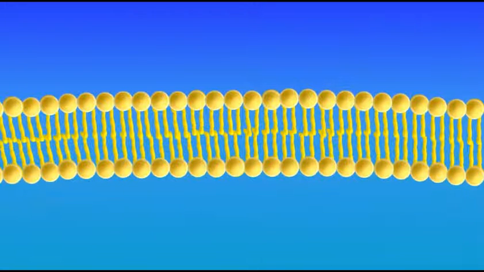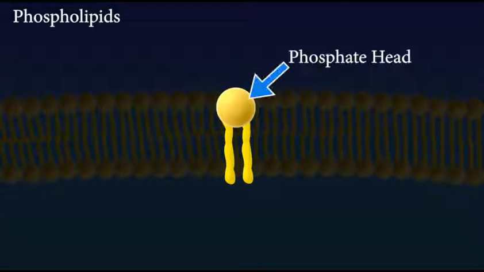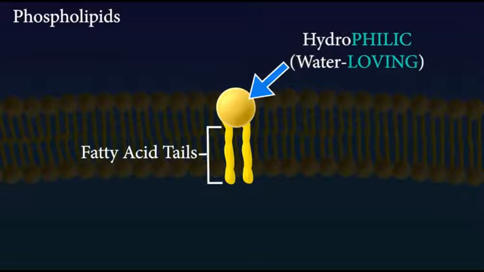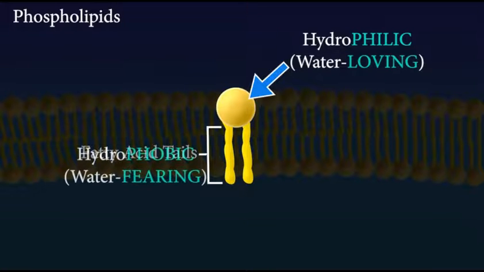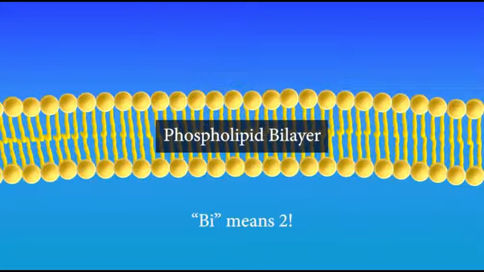Most of the membrane is made of molecules called phospholipids. Phospholipids have a head made of phosphate and two tails made of fatty acids. The heads are hydrophilic, meaning that they are attracted to water, or literally, water-loving. The tails, however, are hydrophobic, meaning that they repel water. Literally, hydrophobic means water-fearing.